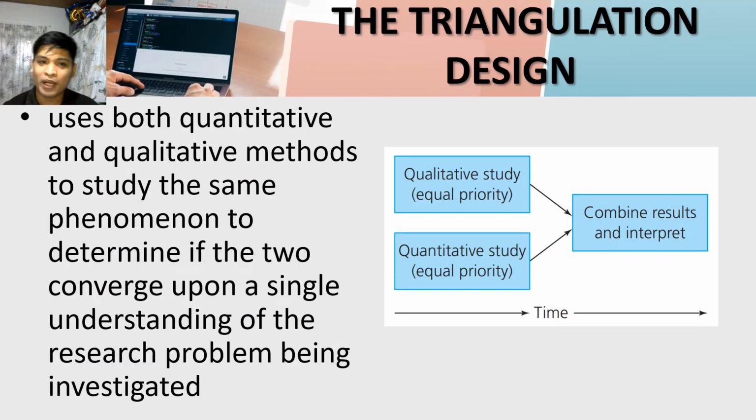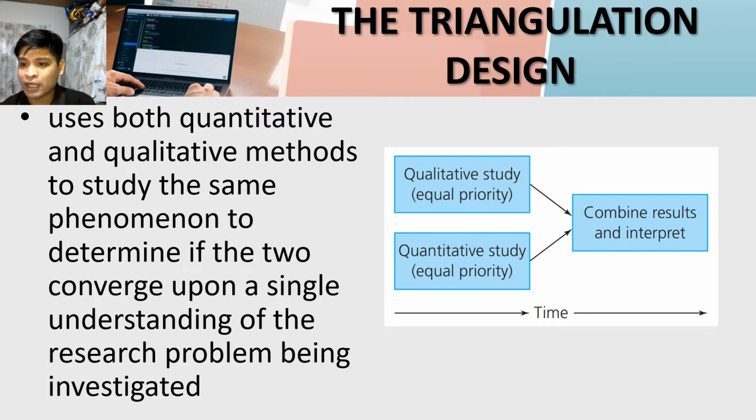The third one is the triangulation design. In the triangulation design, the researcher uses both quantitative and qualitative methods to study the same phenomenon to determine if the two converge upon a single understanding of the research problem being investigated. If not, the researcher must investigate why the two approaches provide disparate results.